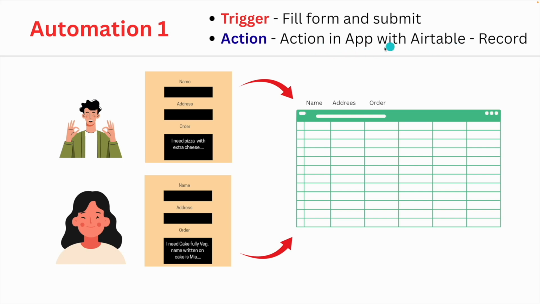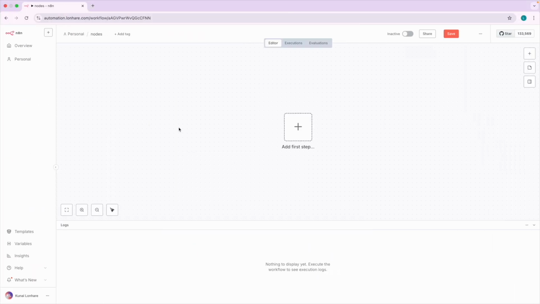Airtable is just the application. This is where we are going to perform the action of recording. Whatever the user has put, like name, address and order, we are going to record here the name, address and order of that person. So that's the basic automation. Let's try to create it.